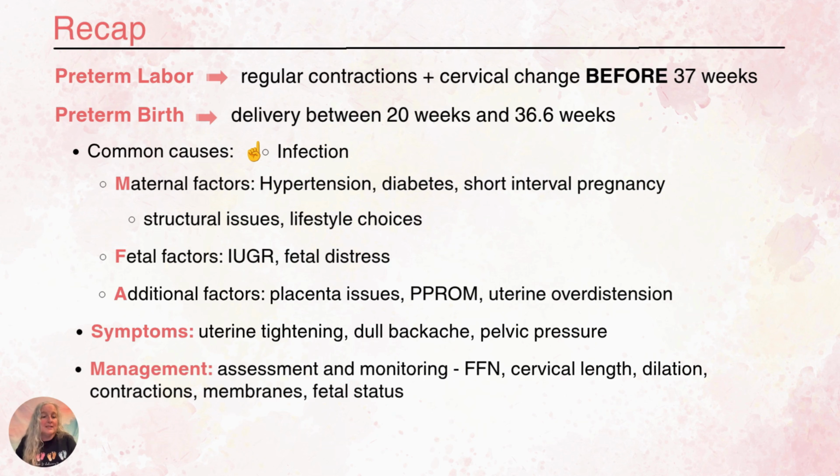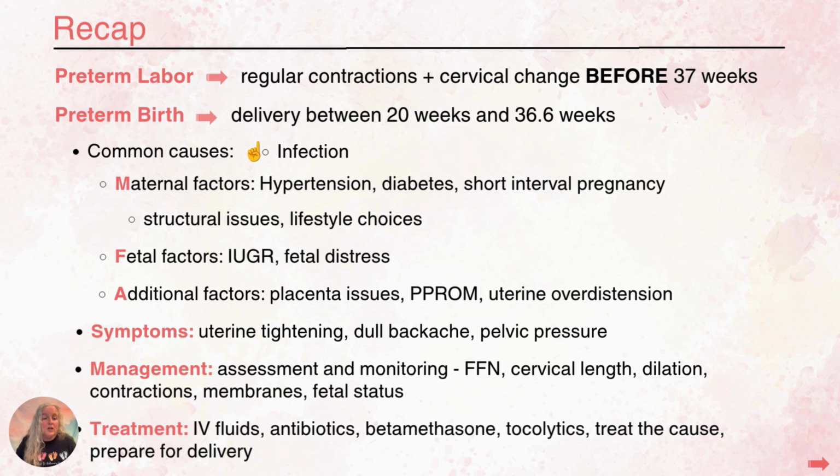Management includes assessment and monitoring, so checking the fetal fibronectin, checking the cervical length, checking cervical dilation, monitoring contractions, and then monitoring fetal status and membrane status. Treatment will include IV fluid, antibiotic, betamethasone, tocolytics, treat the cause if we can, and be prepared for delivery.